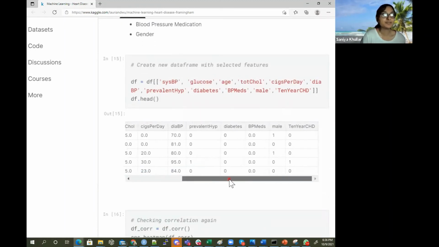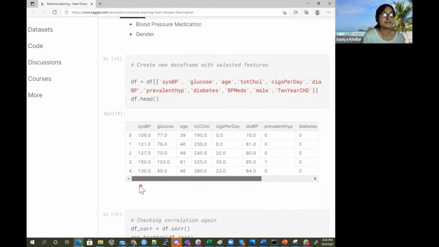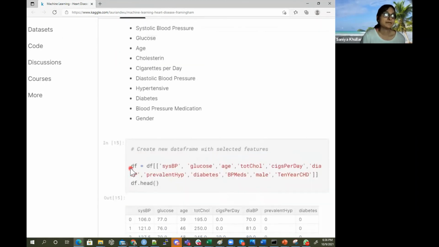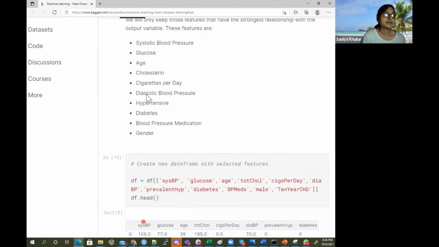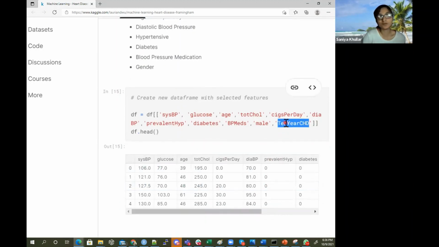So these are the predictive variables that they decided to use, just the ones that made sense. The systolic, glucose, age, total cholesterol, cigarettes per day, diastolic blood pressure, all of those they included. And this is the outcome that you're trying to predict, the Y: the 10-year coronary heart disease. That's what they're trying to predict.